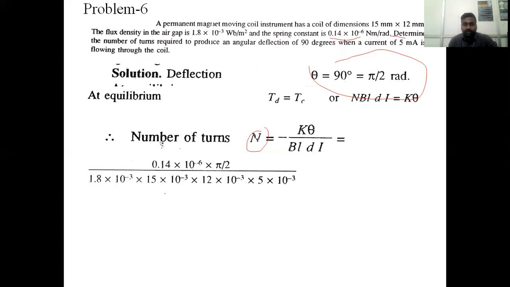So the constant K is equal to 0.14 into 10 to the power of minus 6. Theta is the deflection angle, that is pi by 2 radians. I substituted the value of magnetic flux density here, and this is the value of the current flowing, and these are the length and breadth. So what is the final value of the number of turns?